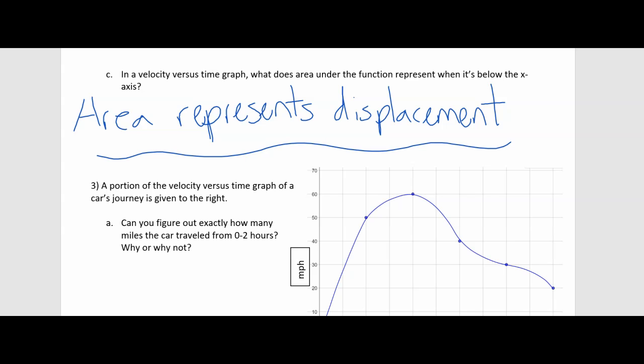When the function crosses the x-axis, when it's both positive and negative, or maybe just negative, then the total area that you get is going to represent the displacement. And then if you wanted to find the net distance, you could take the absolute value of displacement. If you wanted to find the total distance, you'd have to go back and make each of those individual areas positive.